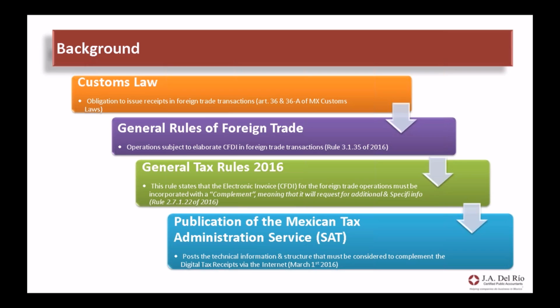publish how we have to meet the requirements to comply with the establishment of the rule of the General Tax Rule of 2016. So according to this, the Mexican tax authorities now have regulated this new complement that will be used for electronic invoicing.